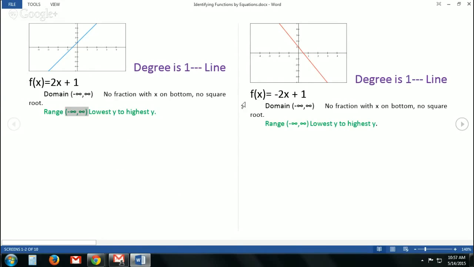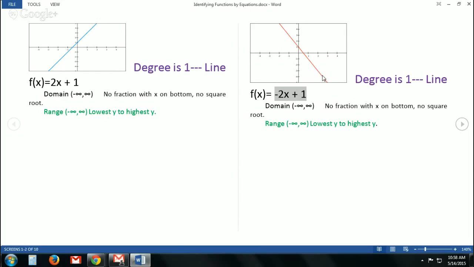Let's look at someone else with a degree of 1. This one, negative 2x plus 1, notice that it's going downhill, decreasing throughout its domain. It's going downhill because of that negative coefficient that gives us a negative slope and makes the picture decrease throughout its domain.